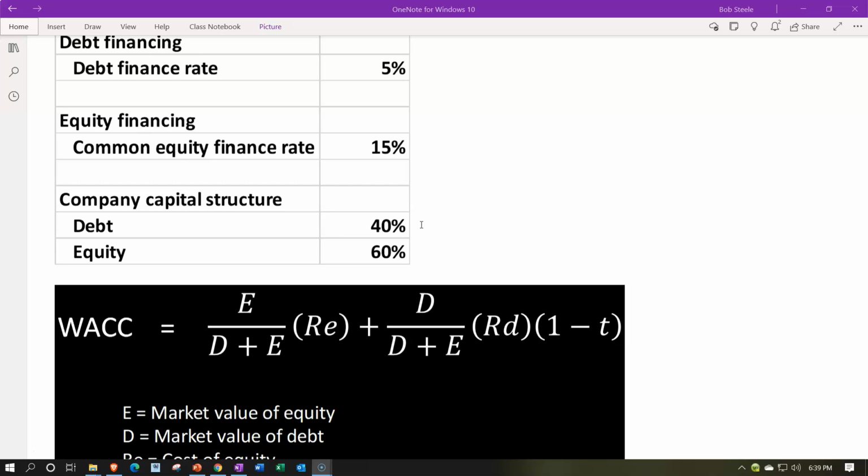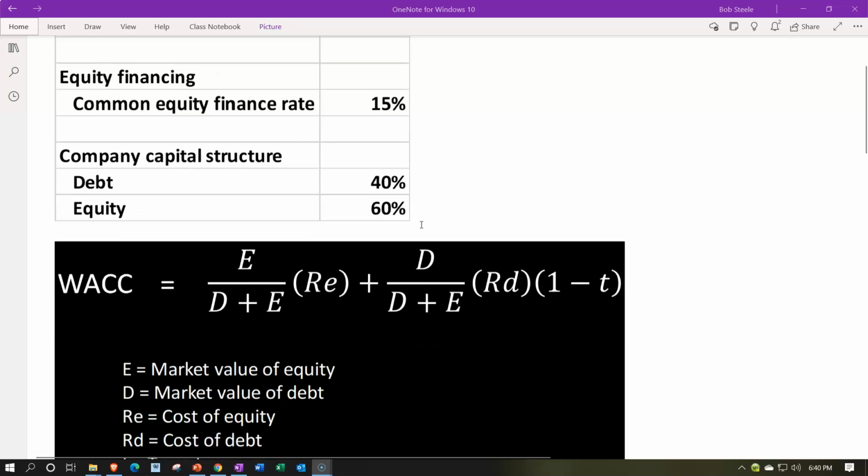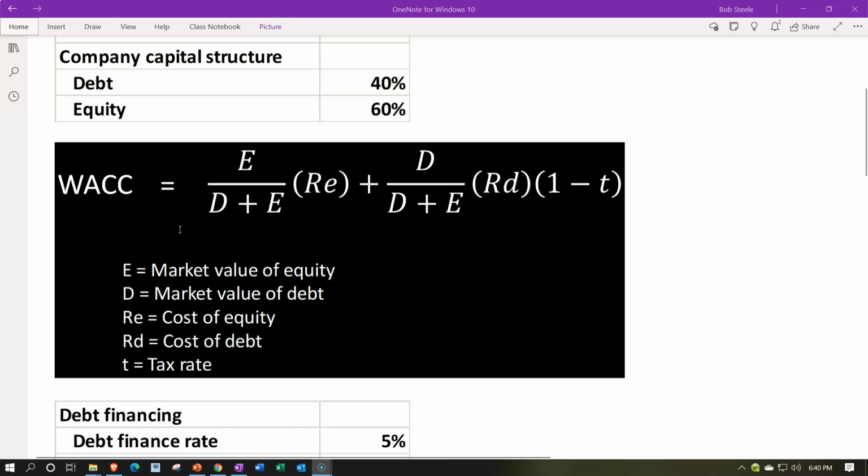What is the weighting of debt and equity? So if you have assets equal liabilities plus equity, then how are you financing the company? With debt and equity, liabilities, in other words, debt and equity. We're going to say the weighting there is going to be the 40 and the 60%. So then we have the WACC, the weighted average cost of capital, which we could see as E over D plus E times RE plus D over D plus E times RD times 1 minus the tax rate.